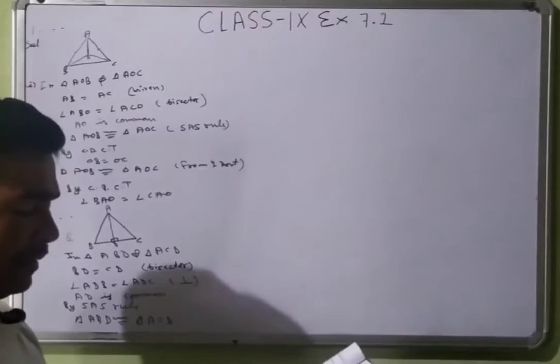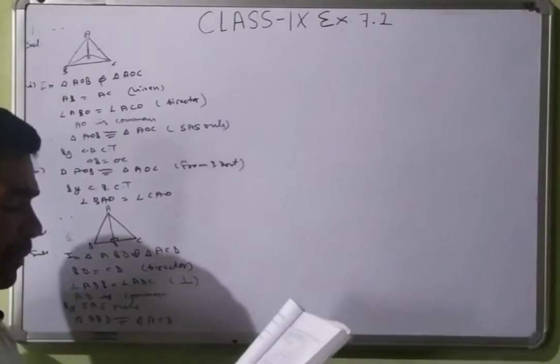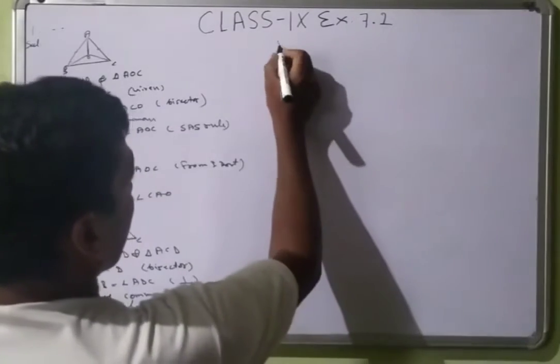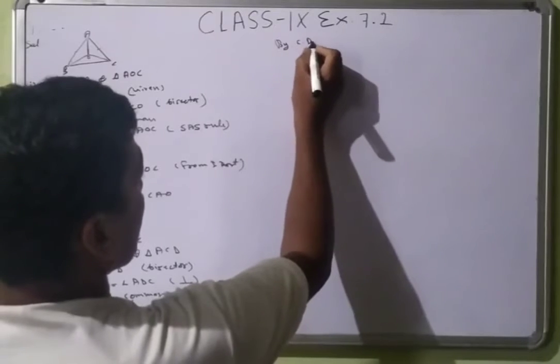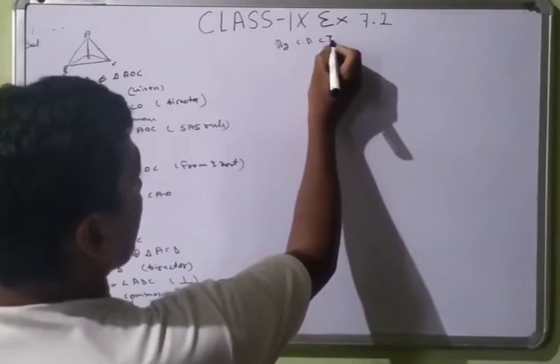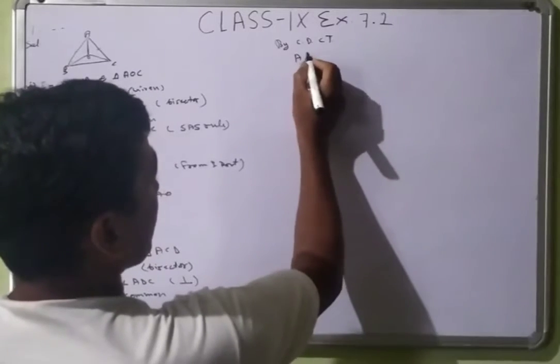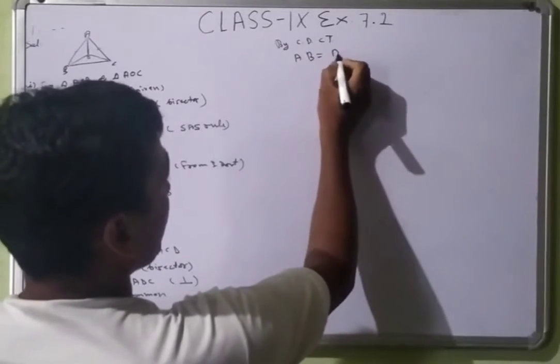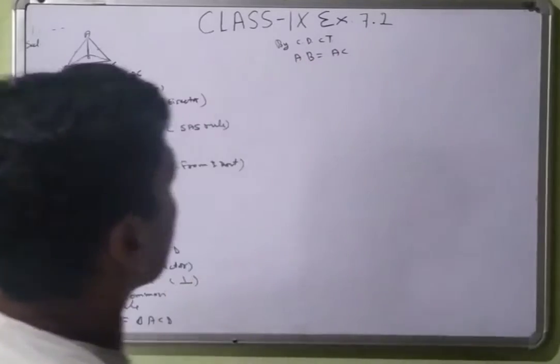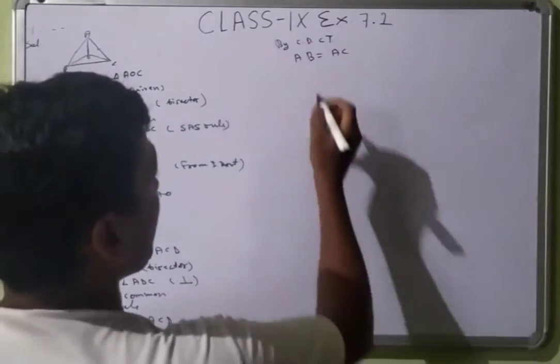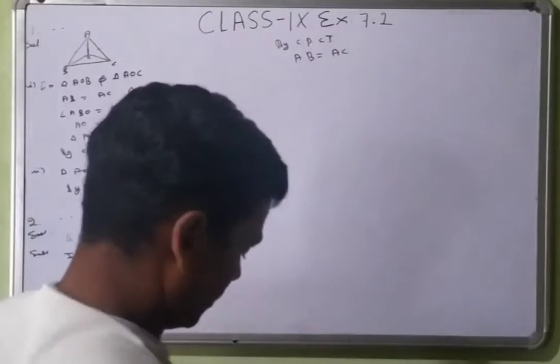And then, in which AB is equal to AC. So by CPCT, AB is equal to AC. Again I am repeating the full form of CPCT: corresponding parts of congruent triangles.